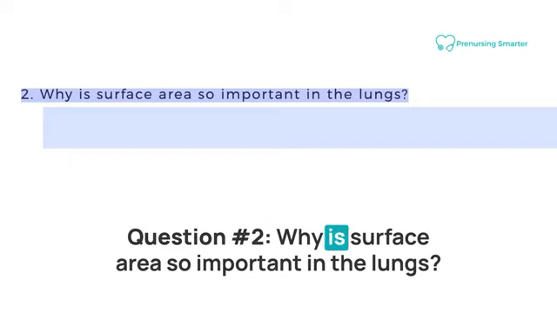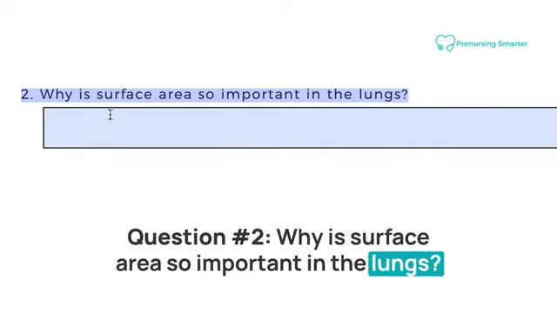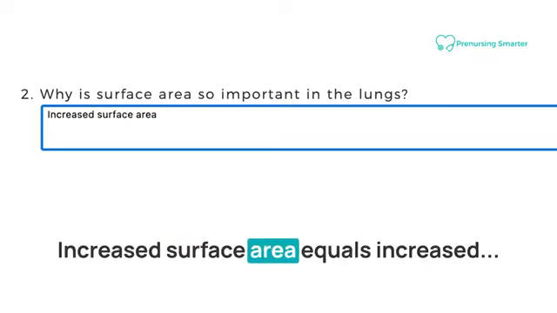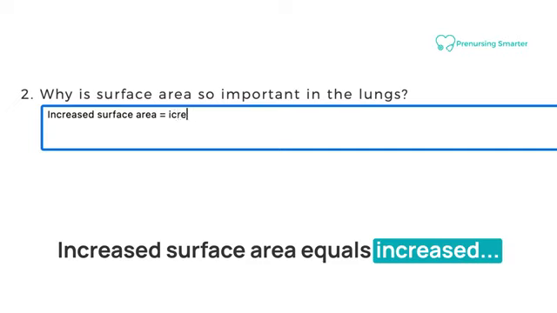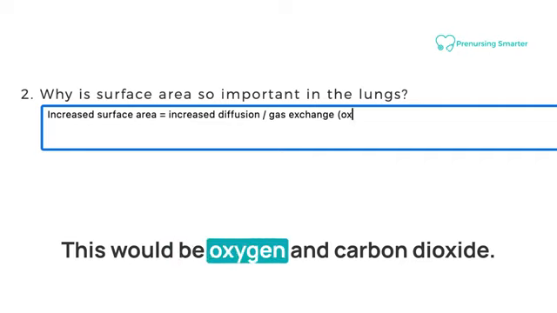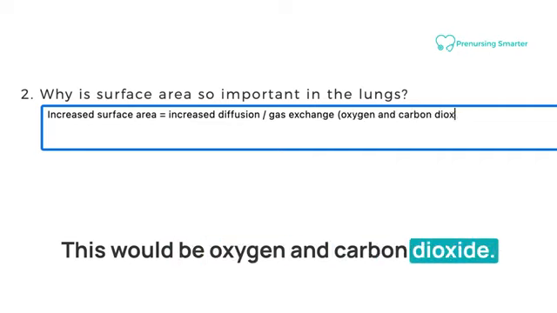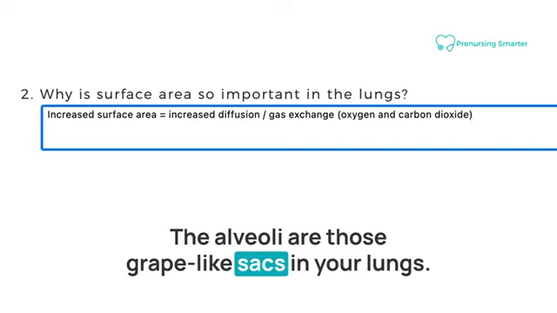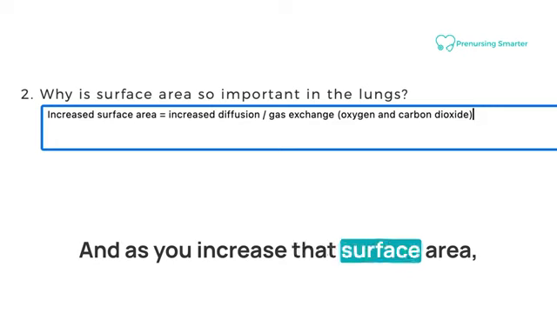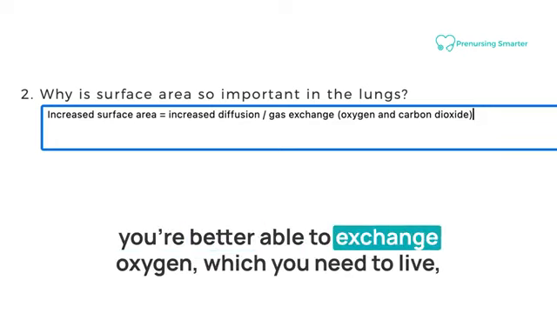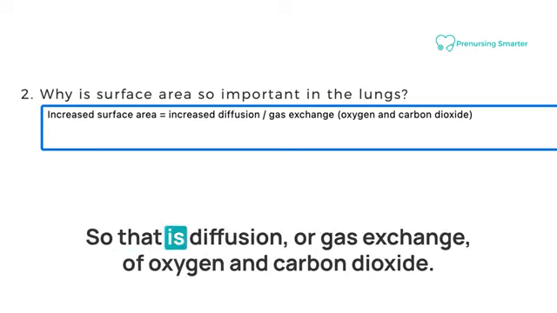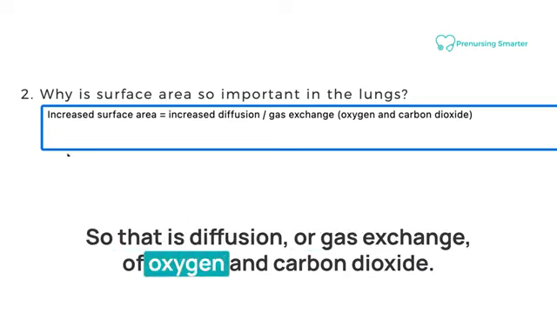Question 2. Why is surface area so important in the lungs? Increased surface area equals increased diffusion or gas exchange. This would be oxygen and carbon dioxide. So the alveoli are those grape-like sacs in your lungs. They're folded over, they have a ton of surface area, and as you increase that surface area, you're better able to exchange oxygen, which you need to live, and carbon dioxide, which you need to get out of your body to live. So that is diffusion or gas exchange of oxygen and carbon dioxide.